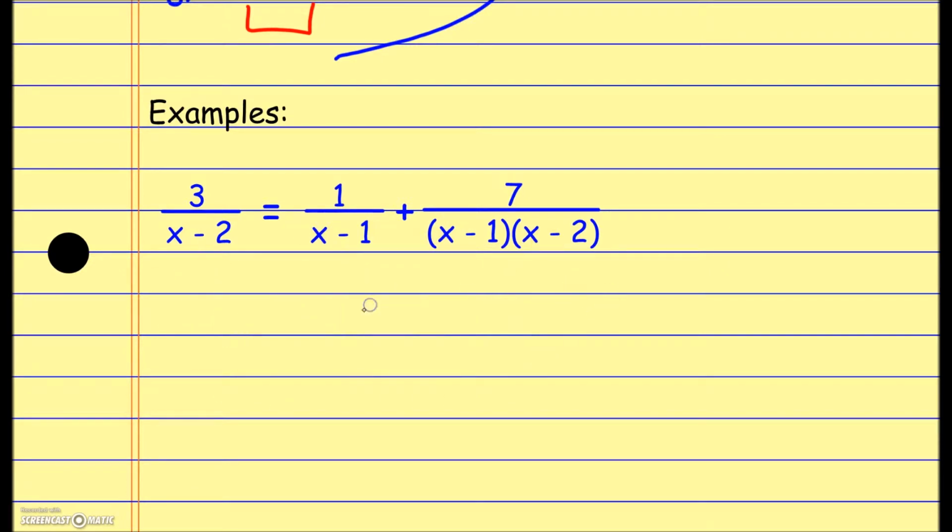So I'm going to take that thing and multiply by the common denominator. Whatever I do to one side, I have to do the other side. So over here, I'm going to multiply by the common denominator, which is x minus 2 times x minus 1. All right. Over here on this other side, I'm going to do the same thing. I'm going to multiply by the common denominator.